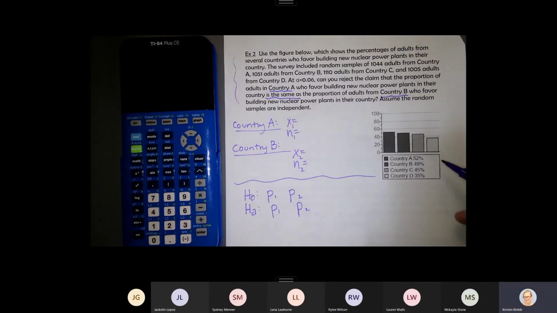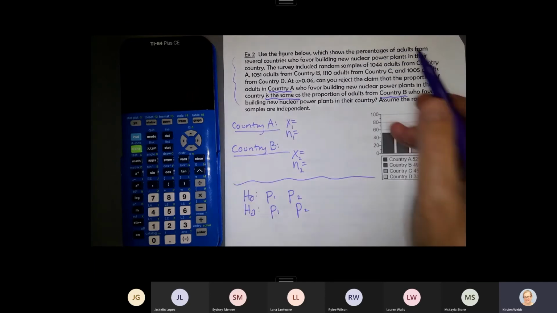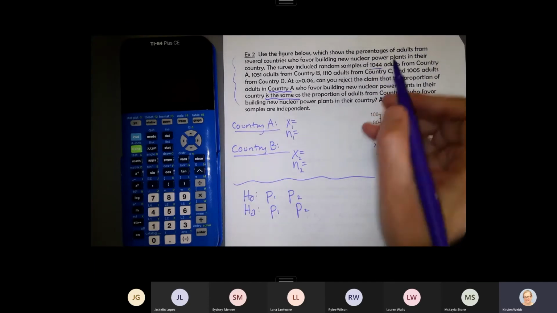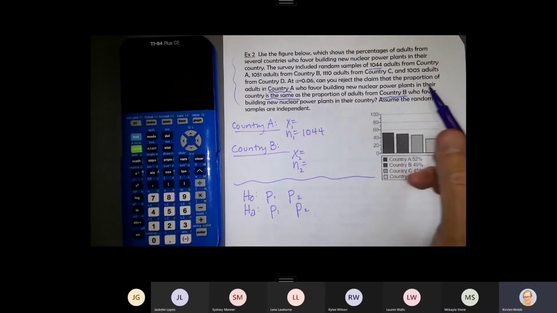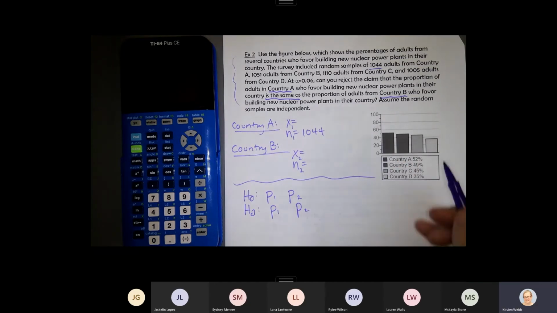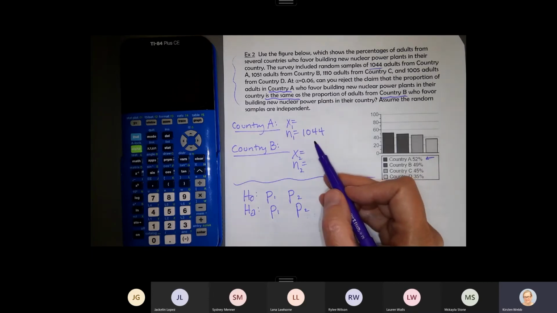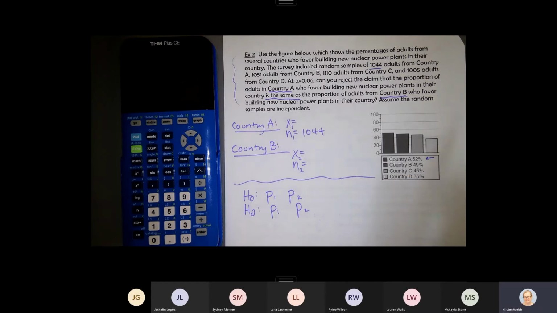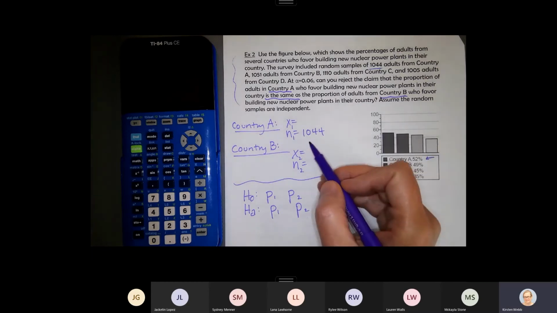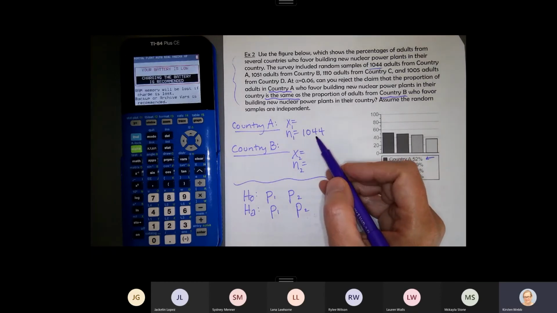Are you noticing what I mentioned about the percentages? They do come out and tell us that 1,044 adults were surveyed from country A, but they don't give us the exact number for X. We're going to need to calculate it using this percentage. What we do know is that 52% of this 1,044 favor building new nuclear power plants in their country. So if we can figure out what 52% of 1,044 is, we'll have it.